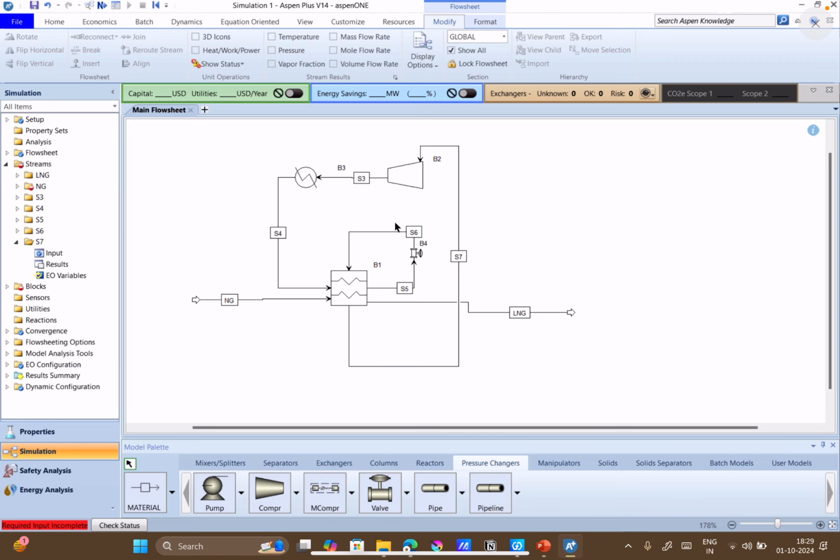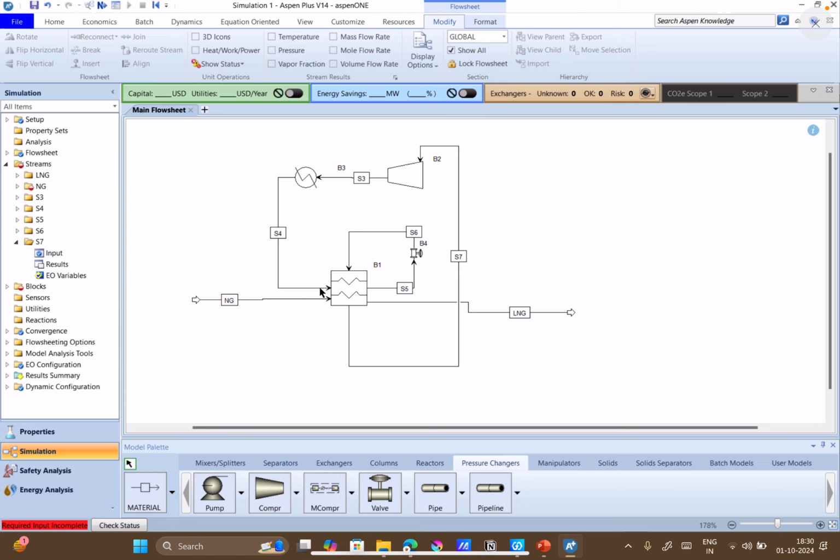So this is our refrigerant cycle. So what is happening is that one is our natural gas being cooled down. So that is the hot stream being cooled down, and we want to liquefy it, so we are getting LNG. And then we have our refrigeration cycle, where our hot vapor is coming, which is compressed, then subcooled. This subcooled high pressure stream is again going into the heat exchanger.